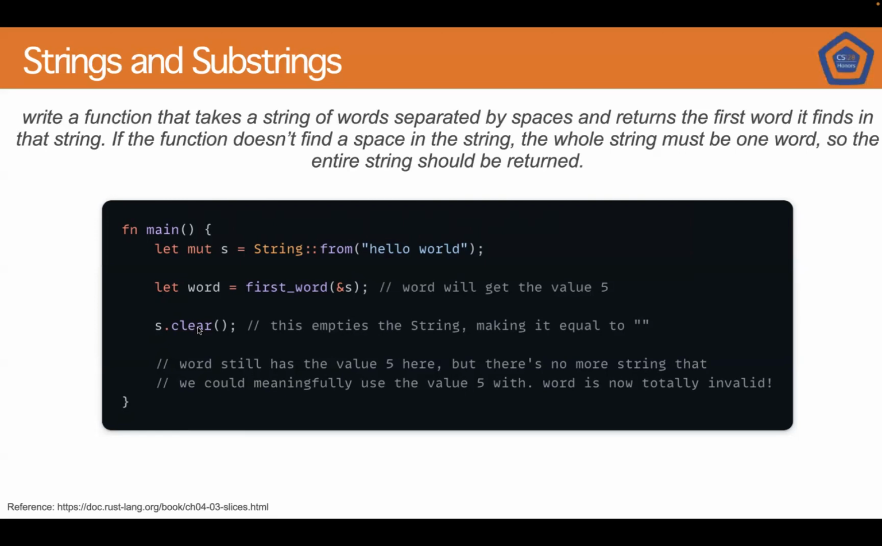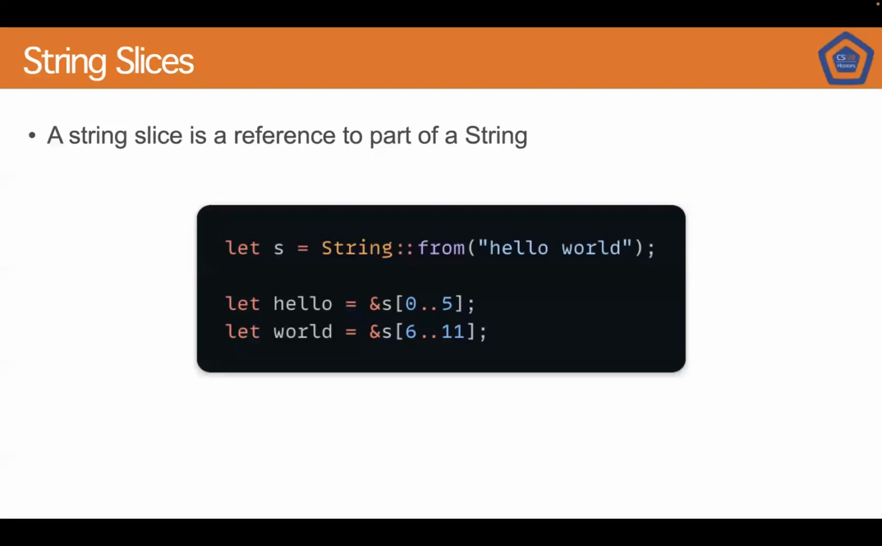Having to worry about the index getting out of sync with the data in s is tedious and pretty error prone. So luckily, Rust has a solution for us called string slices. Rather than a reference to the entire string, string slices are references to just a part of a string. So for example, hello is a reference to a portion of s specified by this 0..5 bit.